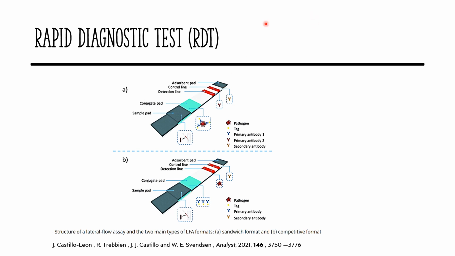Two main types of immunoassays can be prepared using lateral flow assays: the sandwich assay and the competitive assay. The sandwich assay is used to detect larger analytes with multiple antigenic sites. In this format, the labeled antibodies are immobilized on the conjugation pad. The label can be a metallic nanoparticle or a quantum dot. Once a sample is dropped, it is transported by capillary action.